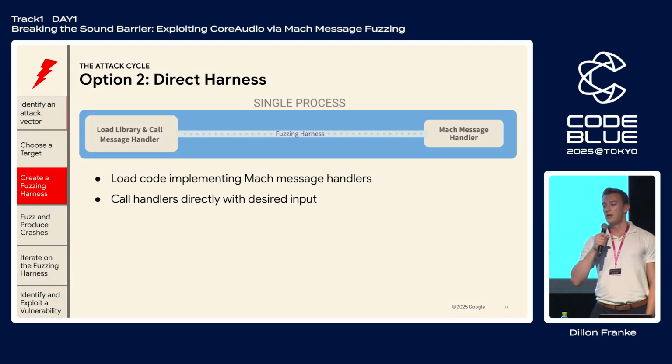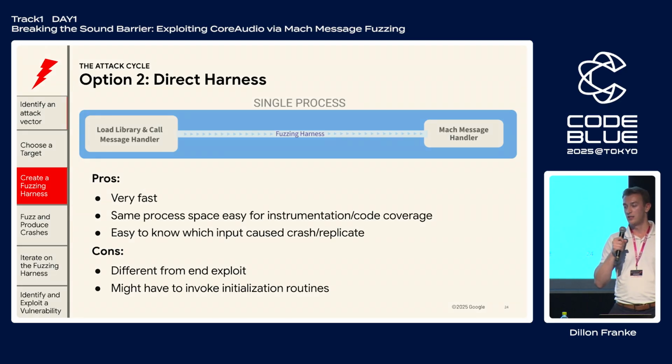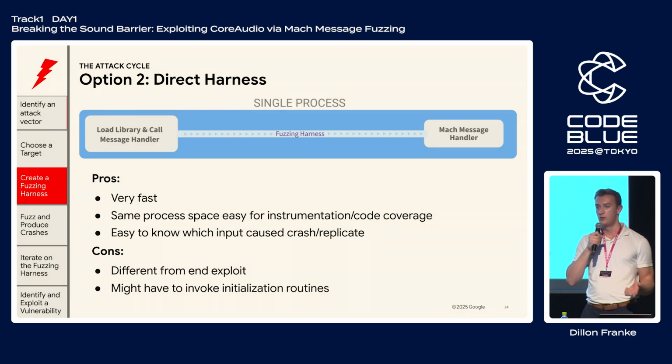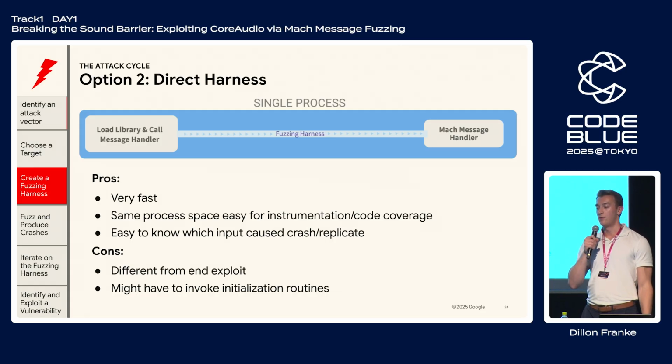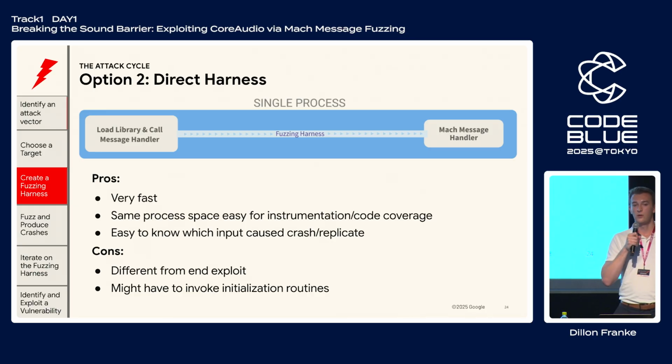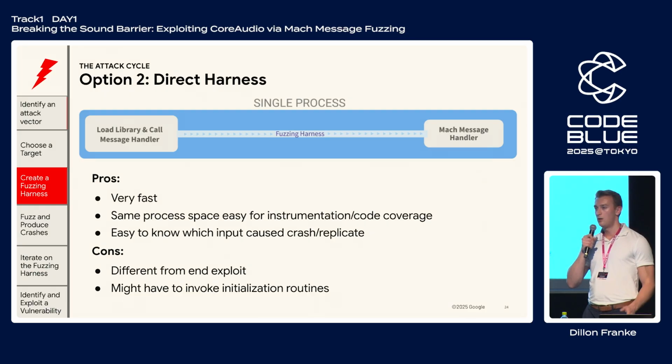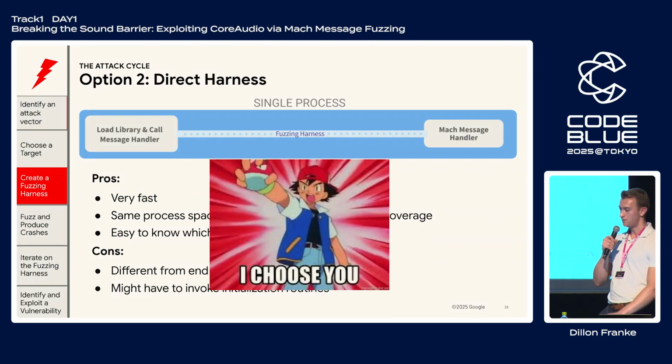So the other option would be a direct harness. So instead of using the Mach message API, we could load code implementing Mach message handlers and then call the handlers directly with desired input. So this way, it's very fast. We're in a single process, so it's easy to instrument and get code coverage and determine how we're doing. And then it's easy to know which input caused the crash and replicate it. However, it is a bit different from the end exploit, and we might have to invoke initialization routines because we're calling code deep within a library, and there might have been startup or initialization code that we aren't calling as part of our fuzzing harness.